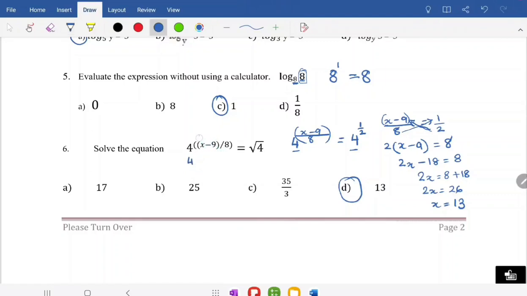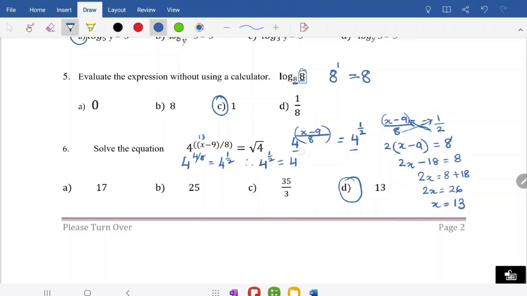All right, so we have 4 raised to the power 13 minus 9 divided by 8. I'm going to plug in 13 into x. So 13 minus 9 is 4. And let me just make this 4 a little bit bigger so the exponent stands out. And square root of 4 is 4 to the 1/2. So 4 divided by 8 is 1/2. So we end up with 4 raised to the power 1/2.